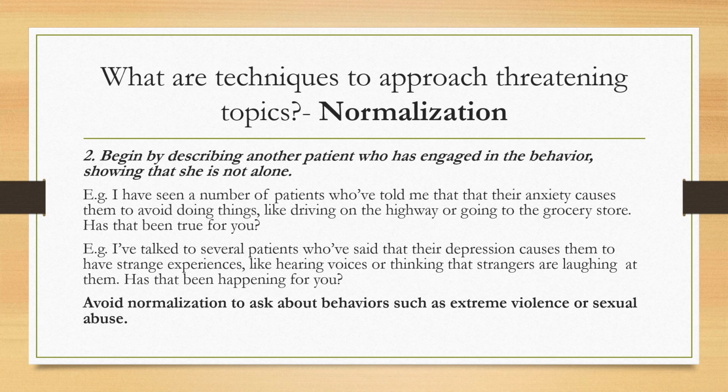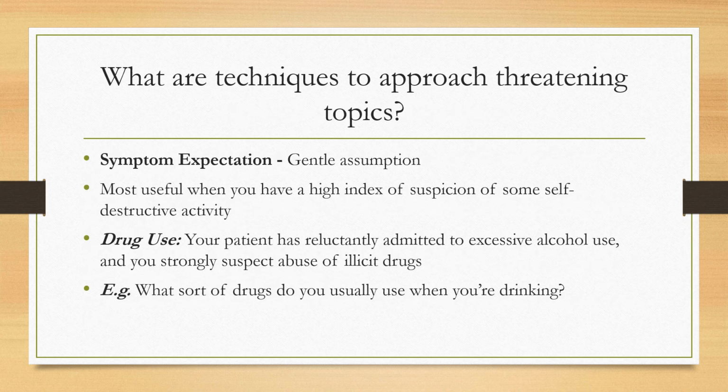But don't use normalization to ask about behavior such as violence or sexual abuse. Another technique like normalization is symptom expectation. That is, you expect the symptoms. That is useful when you suspect that some person may be using some self-destructive activity or they may be using drugs. So for example, in the scenario here, what sort of drugs do you usually use when you're drinking? If you strongly suspect some illicit drugs, you could use that way of expecting the symptoms.